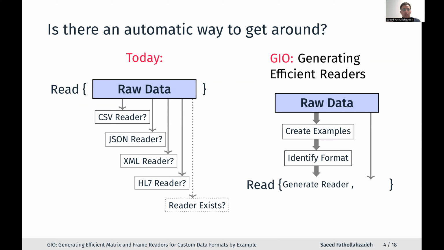In GIO, we follow these steps. First, we create a tiny example from the input. Second, we identify the import format and create mapping rules. Finally, we generate efficient reader source code. This code will transform the source data into the target regular formats.